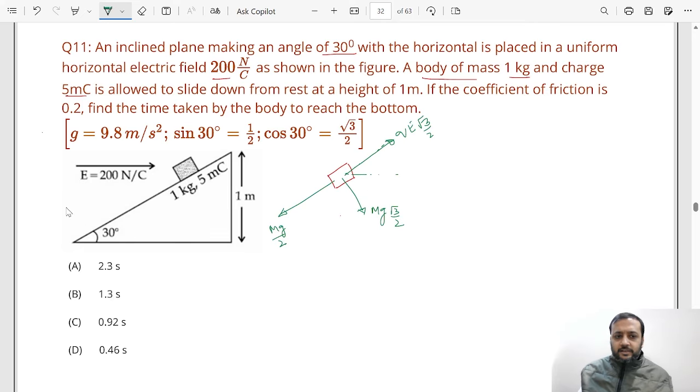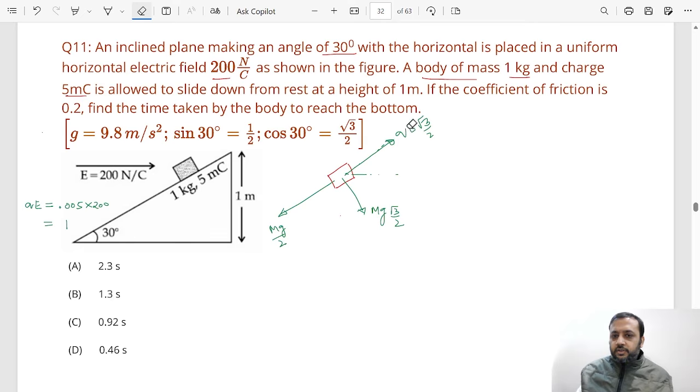Before that, let's also find the value of QE. QE, the force due to the electric field, will be how much? Charge is 0.005 into 200. So you can see that this becomes 1 Newton. So basically QE value is 1.